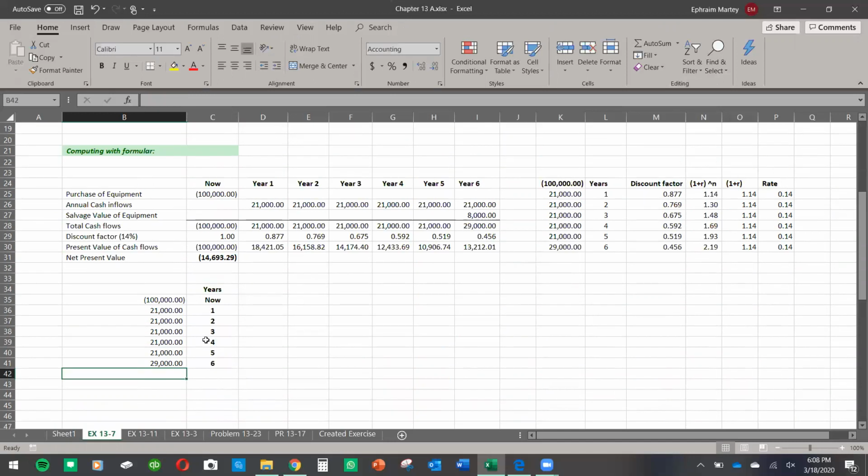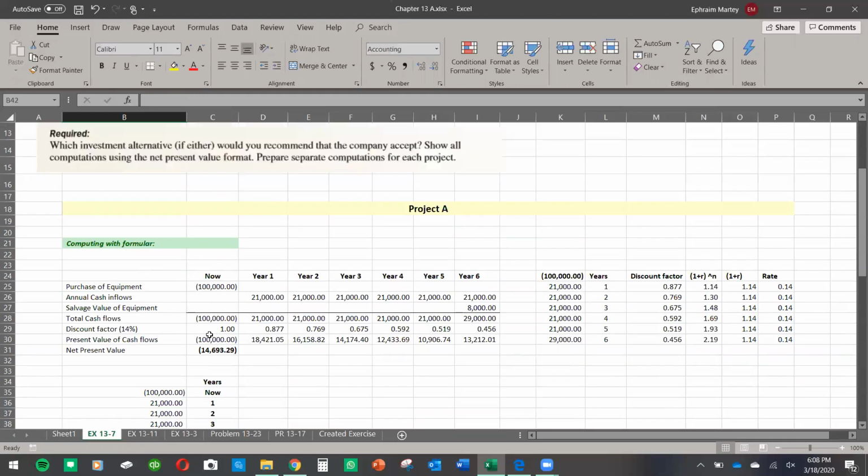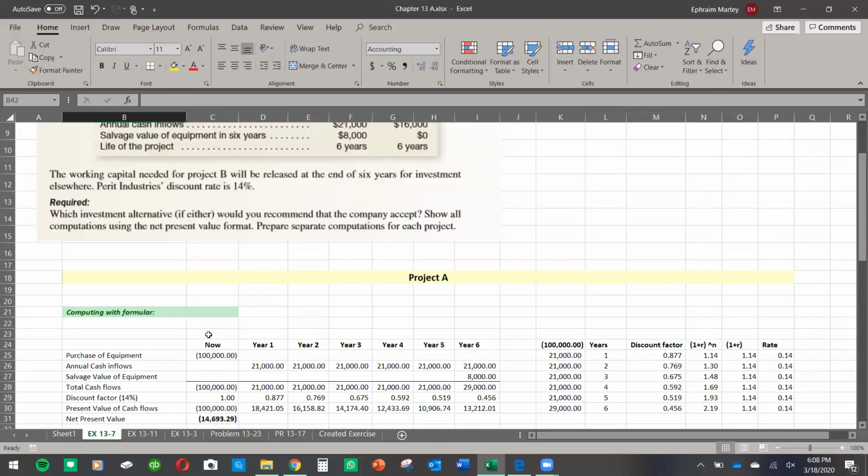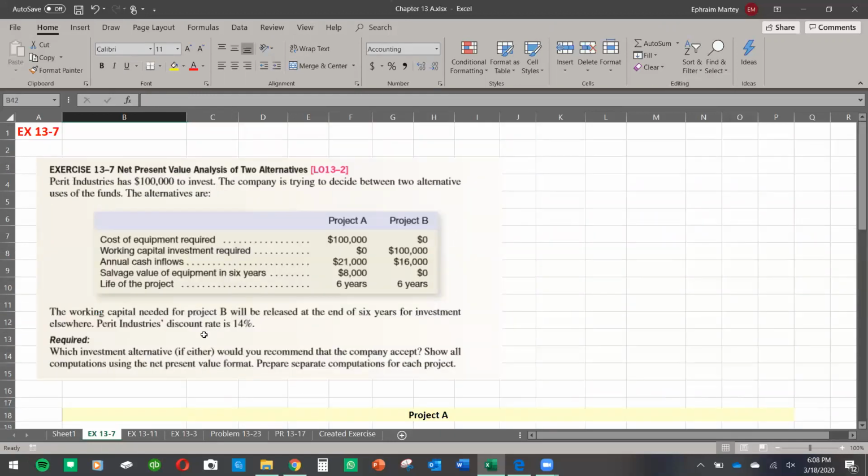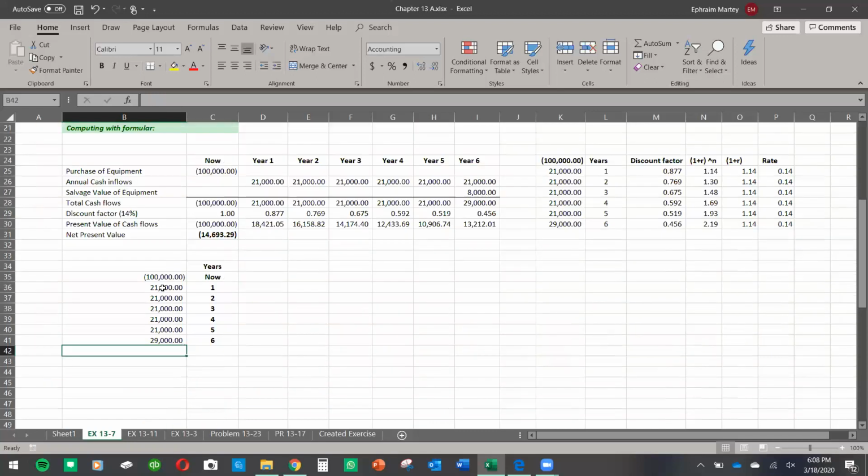Now, how do you know this should be accepted or not? Find the net present value. Every money I'm going to get, how much is it worth today? That's what we're going to try and find with net present value. So I'll just do it in PV. Now, this is how you find net present value.